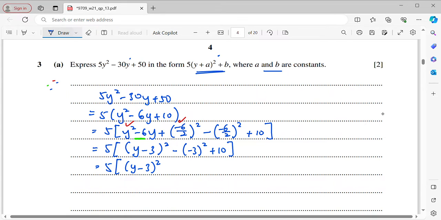So the total of these two terms will be minus 9 plus 10, which is 1. Okay, so here plus 1. Then now, to get the given form, the 5 must be multiplied into the square bracket. So it will be 5 times (y minus 3) squared. So 5 times 1 is plus 5. So that's the solution of this question 3a.